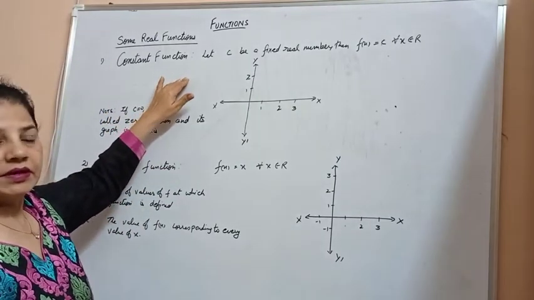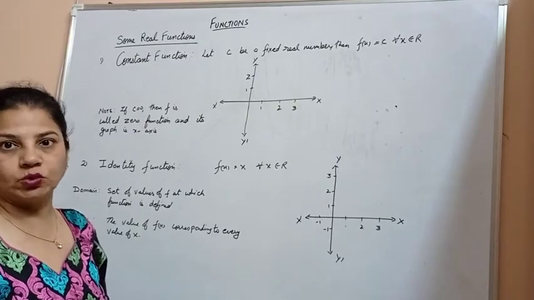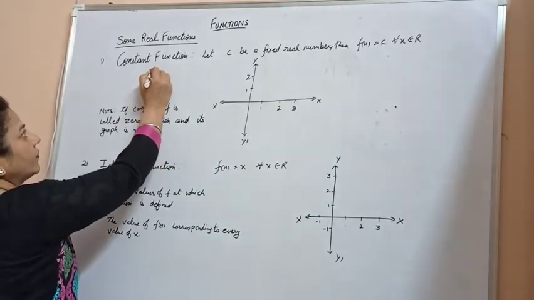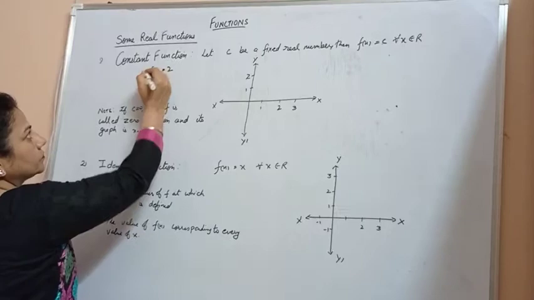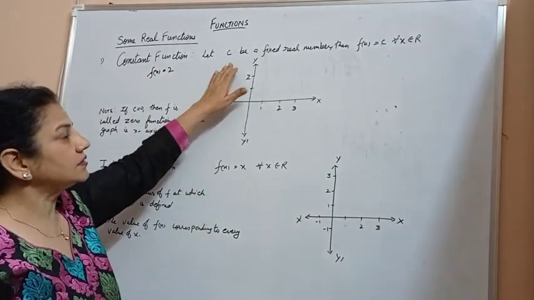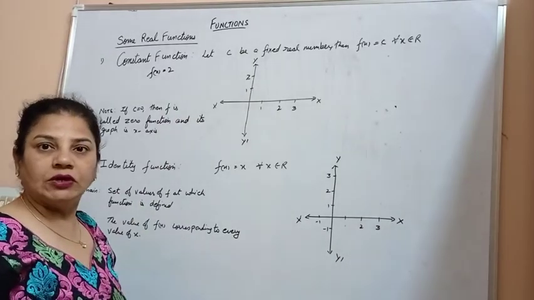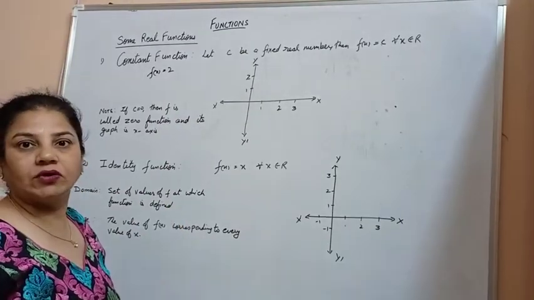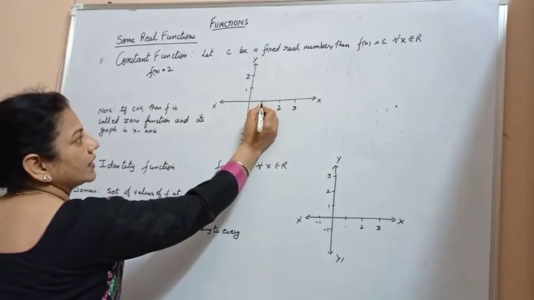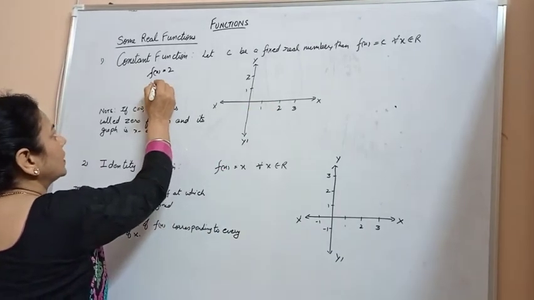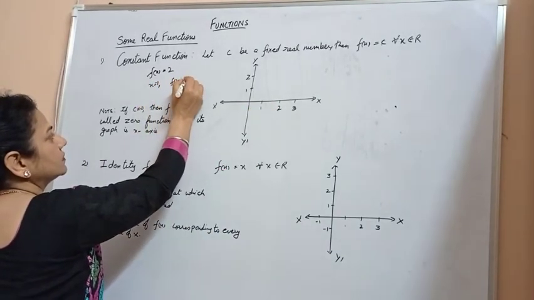In this case, let the fixed real number be 2. Then f(x) is equal to 2. If we have taken c to be a fixed number 2, then f(x) is equal to 2. So whatever value we give to x, we get the value 2. If x is 1, f(x) is 2.